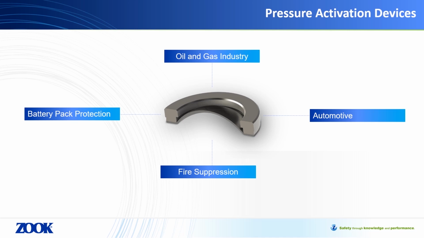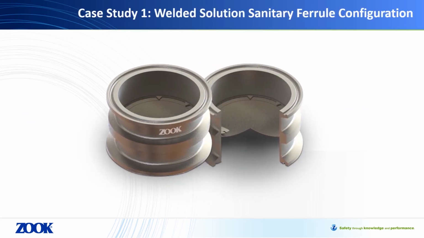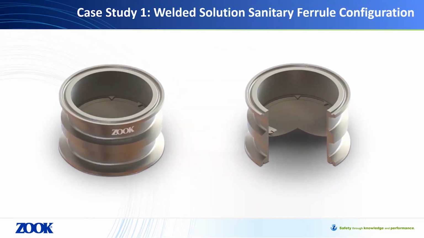Now that you have a basic understanding of rupture discs and welded solutions, it's a good time to take a look at a few case studies to understand how this technology is applied in industry to better serve applications. The first case study that I would like to discuss utilizes a welded solution in a sanitary ferrule configuration.